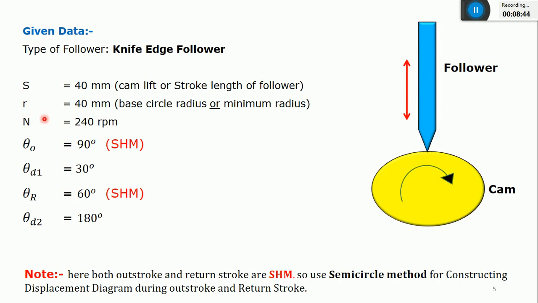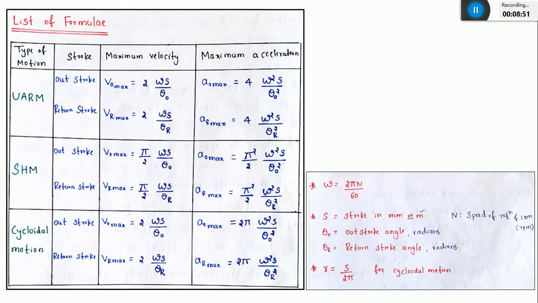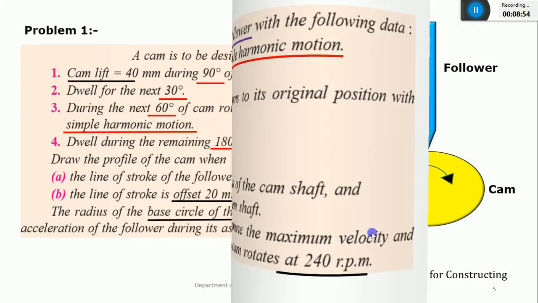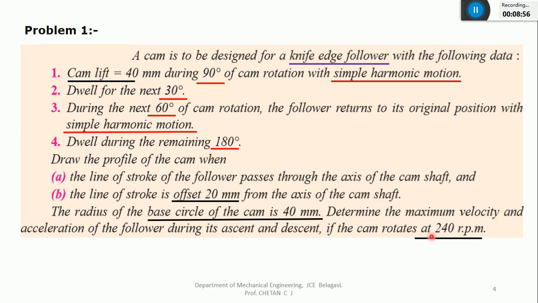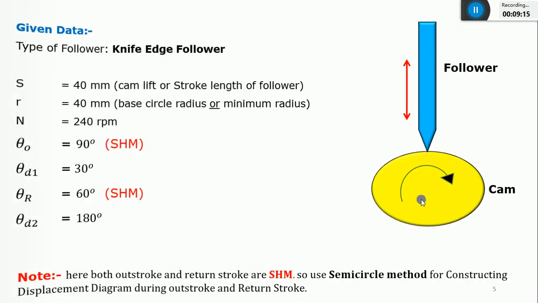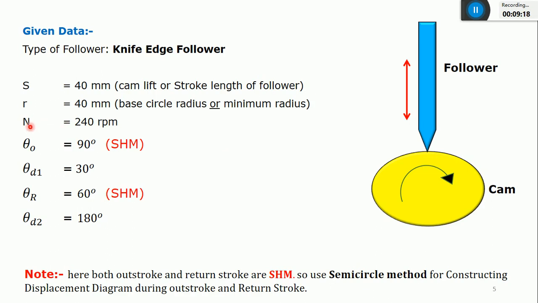Both are okay. And the speed of the cam is given. That is 240 rpm. So in the last line, I think they have mentioned if the cam rotates at 240 rpm. Sometimes they'll mention the direction of rotation, whether the cam is rotating in a clockwise or anti-clockwise direction. If nothing is given, just assume that the cam is rotating in a clockwise direction, with 240 rpm.